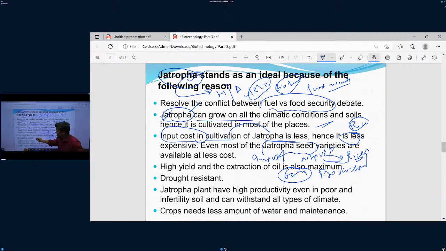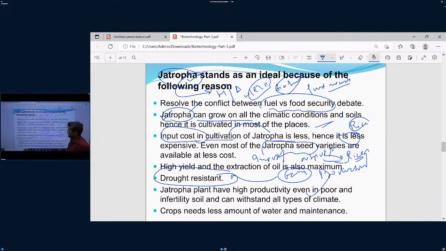Even this crop has better drought resistance. And nowadays, you know very well, in some states like Maharashtra, Gujarat, Karnataka, drought is one of the major problems. So this crop is drought resistant also. And one of the important things is that this crop can grow in any land. It does not require very fertile land. Even in barren land and fertile land, you can cultivate this crop. So this is the important thing.